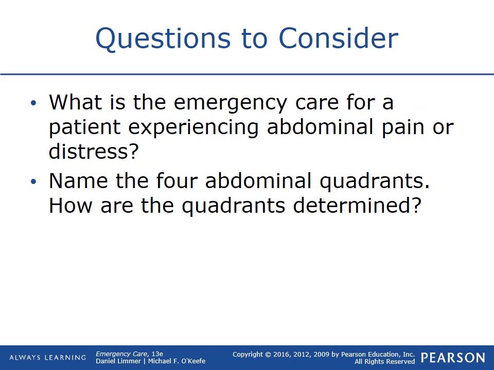What is the emergency care for a patient experiencing abdominal pain or distress? Does it vary much depending on what's wrong? Not a whole lot. Some more specifics, if you were a paramedic, you might be doing a few more specific things, but the basics are pretty similar. Name the 4 abdominal quadrants. How are the quadrants determined? They're divided like a cross right through the belly button, and you have the right upper quadrant, left upper quadrant, right lower quadrant, left lower quadrant.